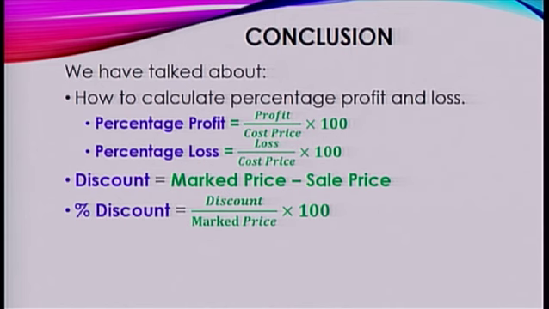So dear friends, what have we done today? We have talked about personal and household finance, right? So we have seen together how to calculate percentage profit, that is profit over the cost price times 100. Percentage loss, which is loss over the cost price times 100. We have also seen together how to calculate discount, that is the mark price minus the sale price, and percentage discount, which is discount over the mark price times 100.